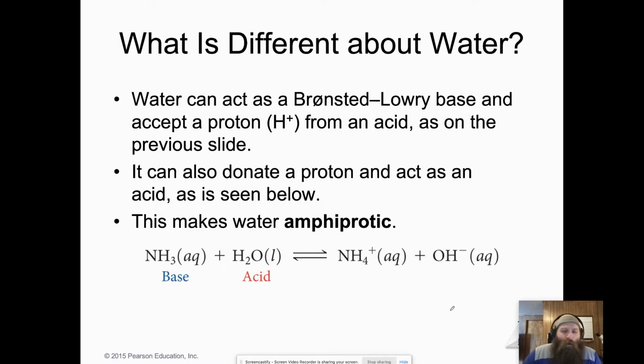So what makes water different? Why can water be an acid and water be a base? Well, it's pretty simple. Water can donate a proton because it has two of them. So let's just say that one. There's my acidic proton. So it can donate that proton, which can make it acidic, or it can accept a proton, and that's going to make it basic. So the word that we use to describe this is amphoteric, which means it can act as both an acid or a base.